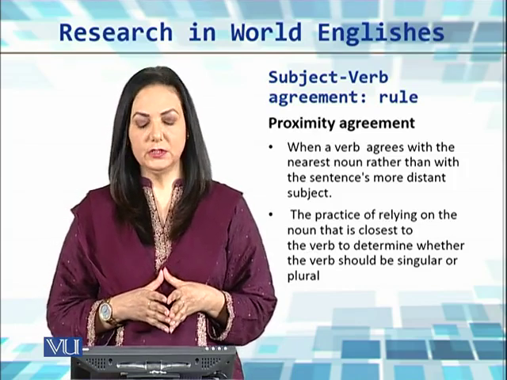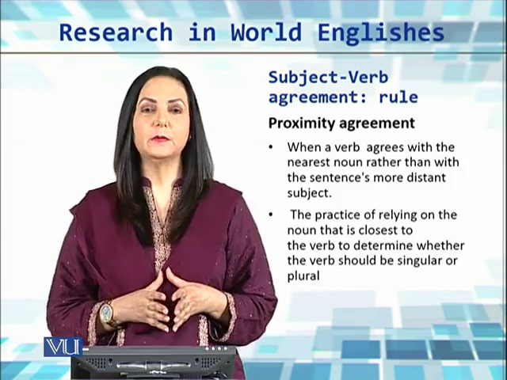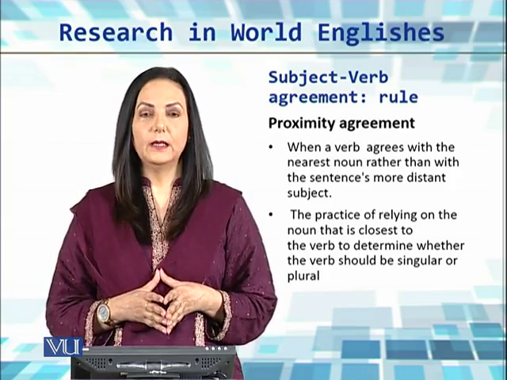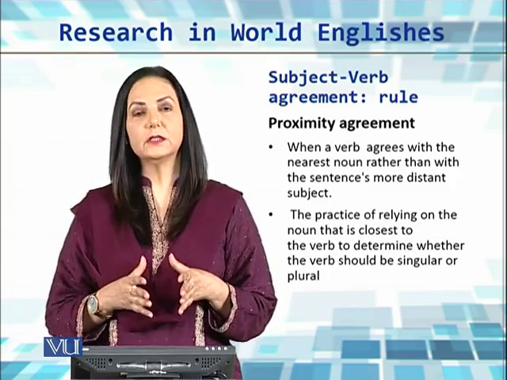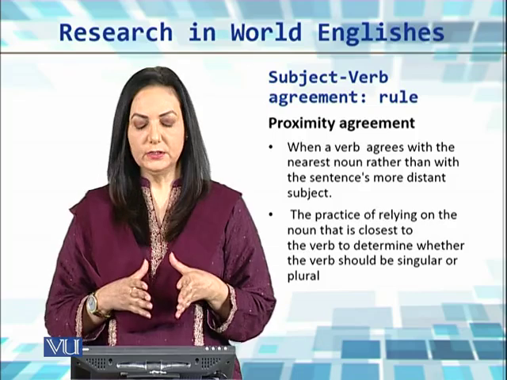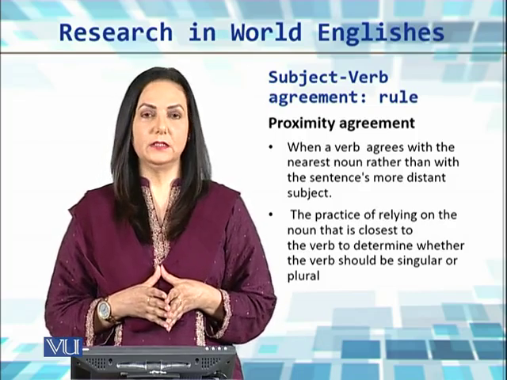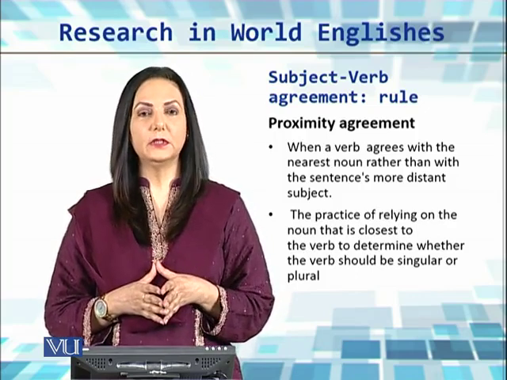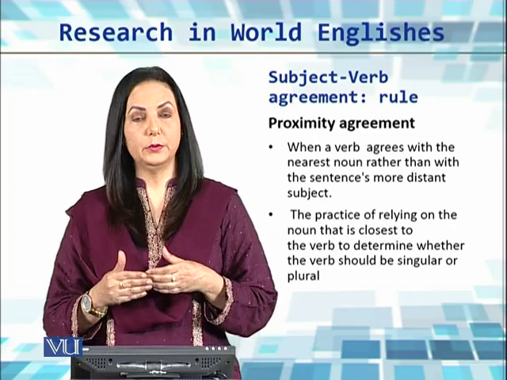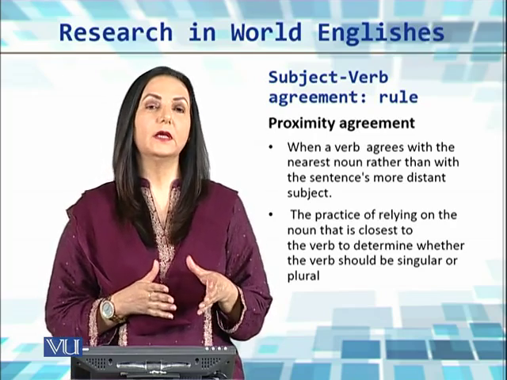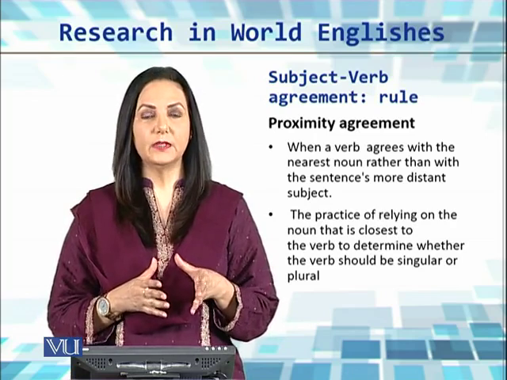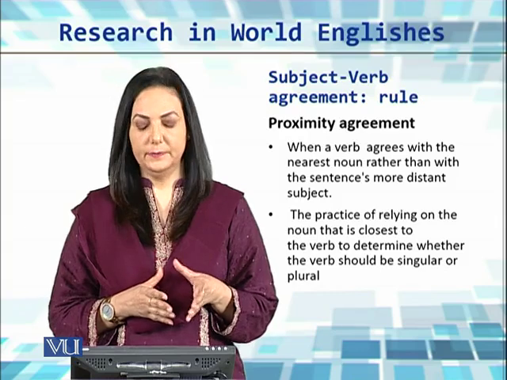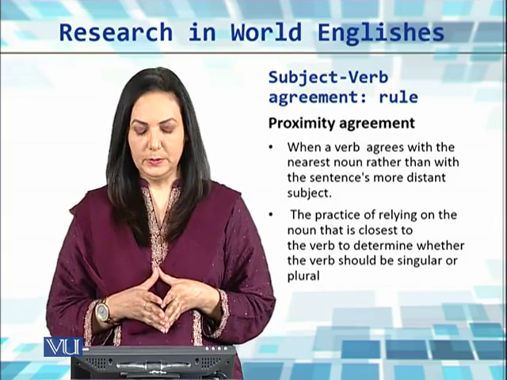One of these exceptions is what we call proximity agreement. According to this proximity agreement rule, a verb agrees with the nearest noun rather than the real subject of the sentence, which is comparatively distant from the verb. So the verb agrees with the noun which is closest to the verb in terms of distance rather than with the actual subject of the sentence, which may be slightly farther than the noun that it agrees with.